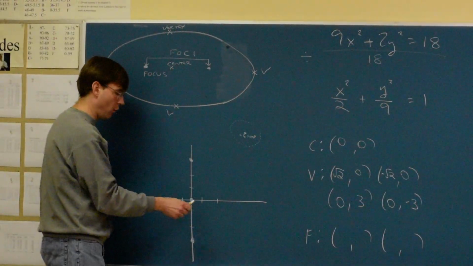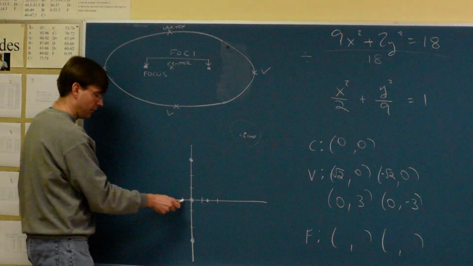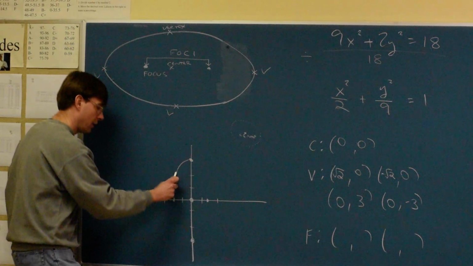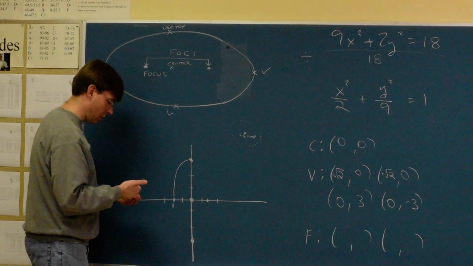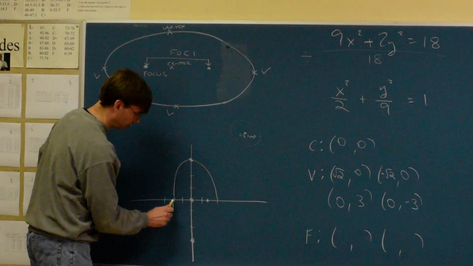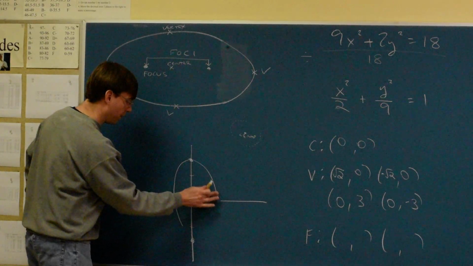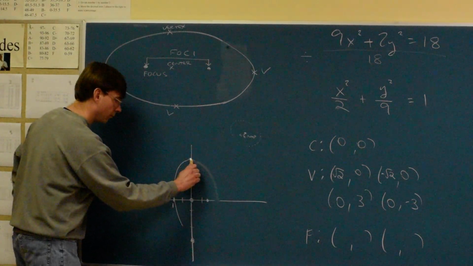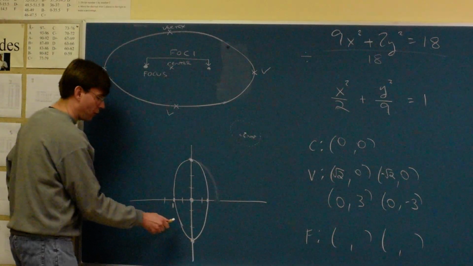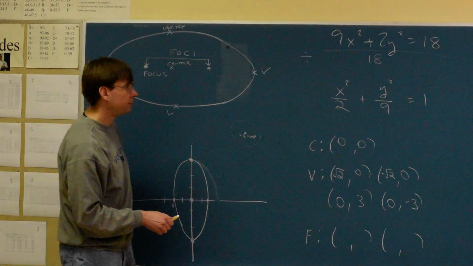It's about 1.4. So we go over 1 and not quite a half. We go over the other way, 1 and not quite a half. And then we'll make an ellipse, an oval shape. Whoa, went through the wrong spot there. We just want to go through the 4 vertices, wrapping around the center.